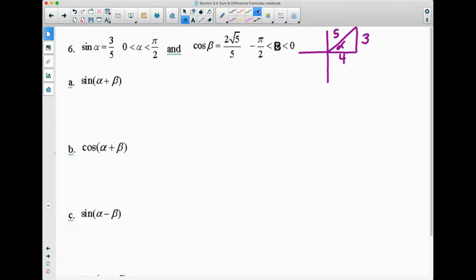Then they tell us about beta. Beta is in between negative pi over 2 and 0. So we're down here in the fourth quadrant. And of course I didn't give myself some space over there. Let's try that again. And they tell us cosine, which is my adjacent to root pi over my hypotenuse. So go ahead and find your missing side.